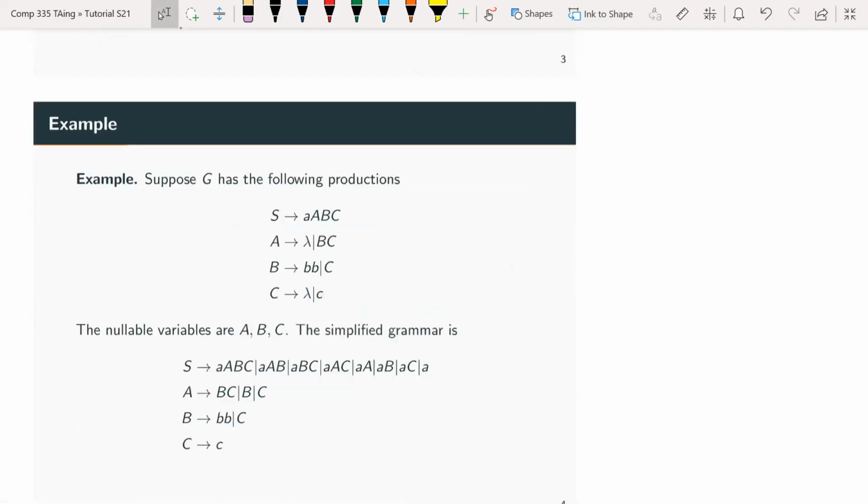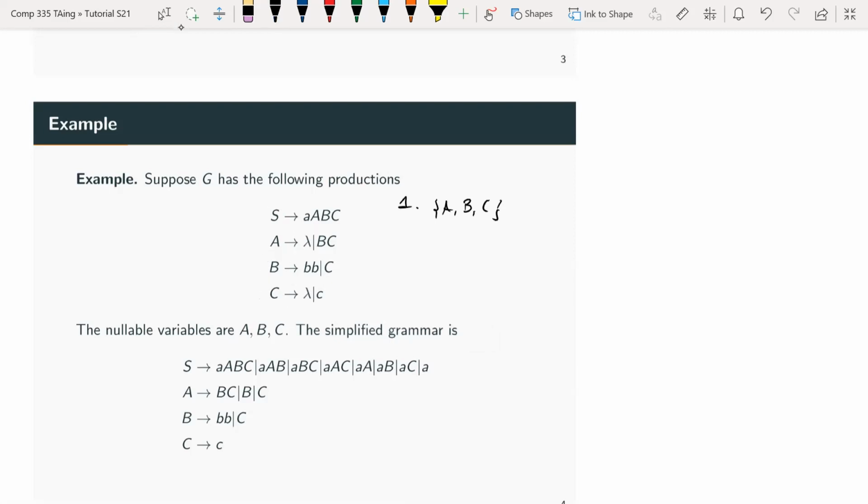So suppose I have the following grammar G, right? And I want to get rid of all my lambda productions. So the first thing to do is I want to determine which variables are nullable. I can immediately see that A is nullable and C is nullable. And from this production rule, I can also see that B is nullable. So the set of nullable variables is A, B, and C.